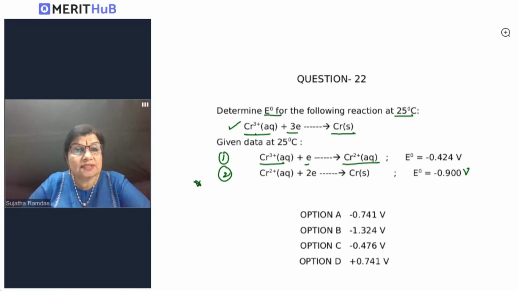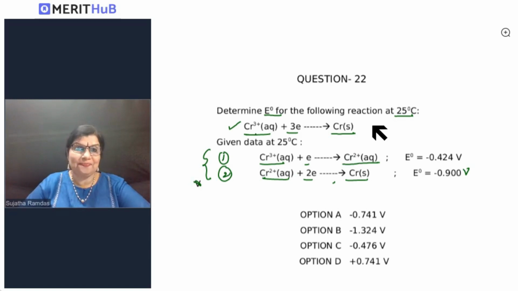Now go to the second equation. We've got Cr2 plus aqueous again, which we don't need, gaining 2 electrons to give you what we need, chromium solid. So if you look at these two equations, it is evident that if you add these two equations, chromium ion Cr2 plus in aqueous medium gets cancelled, right? And you will get the desired target equation. So let's add the two equations, okay?